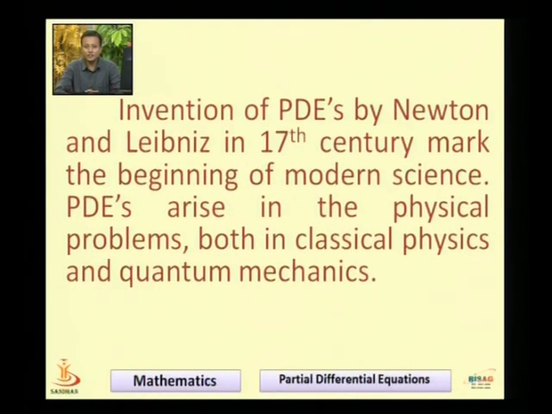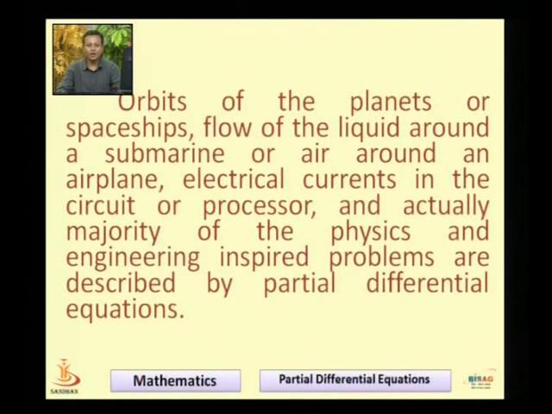The invention of partial differential equations by Newton and Leibniz in the 17th century marked the beginning of modern sciences. PDEs arise in physical problems, both in classical physics and quantum mechanics: orbits of planets or spaceships, flow of liquid around a submarine or air around an aeroplane, electrical currents in a circuit or processor. The majority of physics and engineering inspired problems are described by partial differential equations.